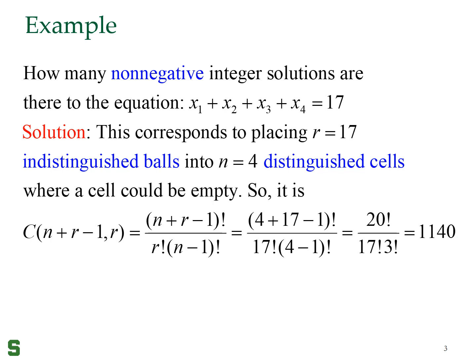Now we can plug in the formula and we'll get the answer in this case as 20 factorial divided by 17 factorial times 3 factorial, which is 1140.